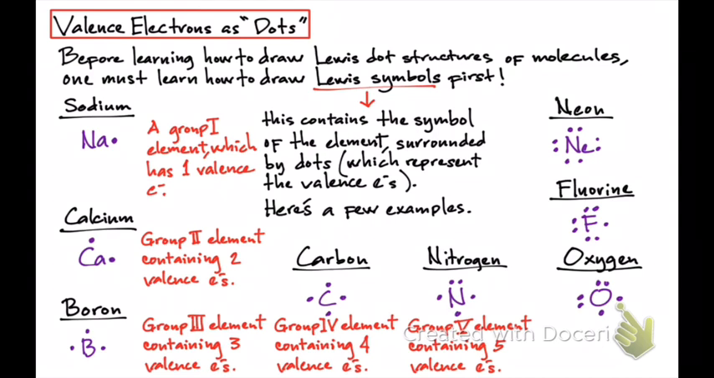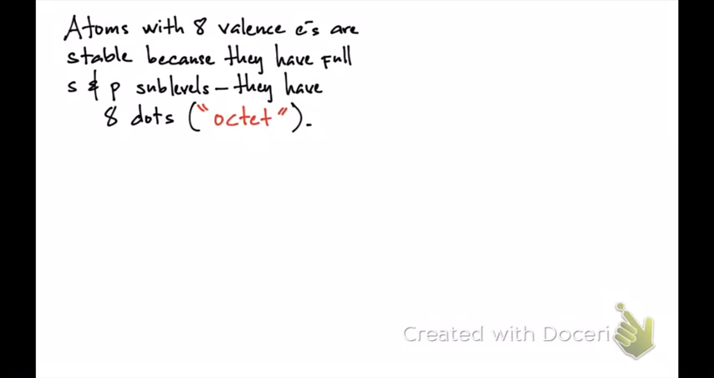So you should be completely familiar with Lewis dot symbols because Lewis bonding theory utilizes Lewis symbols. And here's another recap from the first part of the chapter: atoms with 8 valence electrons are considered stable because they have full s and p sublevels.